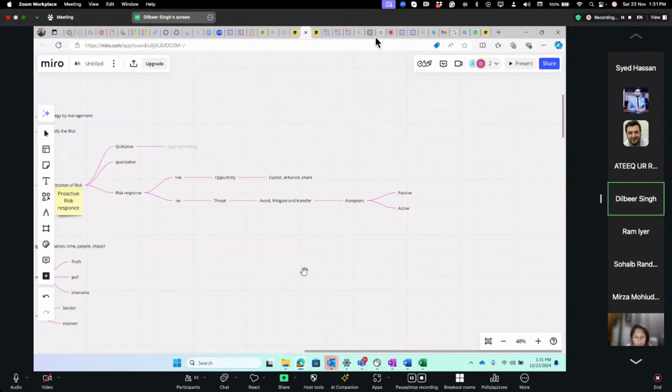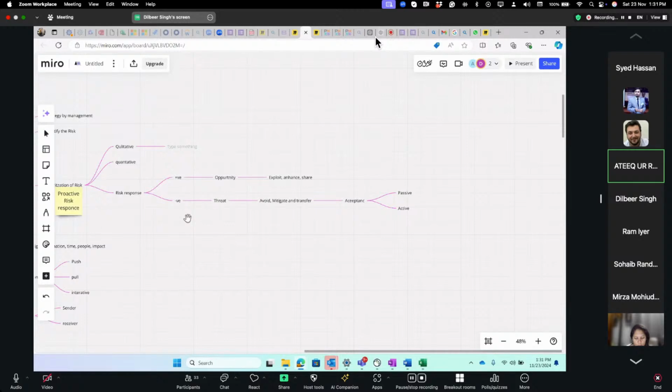In risk response, there are 2 types of approaches: proactive approach and reactive approach. In proactive approach, the risk may be positive or negative. In positive risk, we have to exploit, enhance, or share the risk. While in case of negative, we have to avoid, mitigate, and transfer. One thing more to tell: exploit is the most positive term in PMP, as told by Sir Amer.